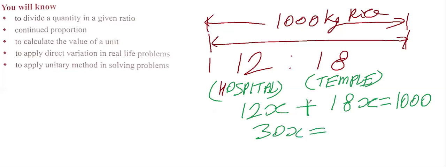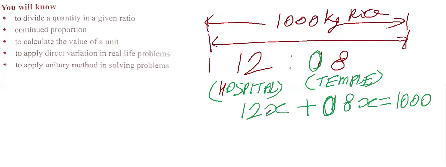Let's change this. Instead of 18, let's have only 8, otherwise you will get a mixed fraction. So 12:8 is the ratio you are donating. 12 parts you are donating to the hospital, and 8 parts you are donating to the temple.